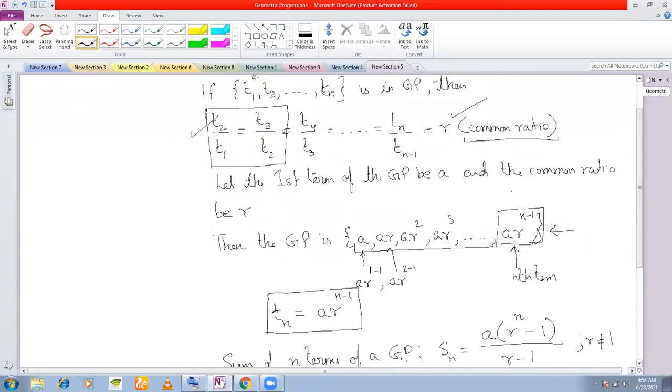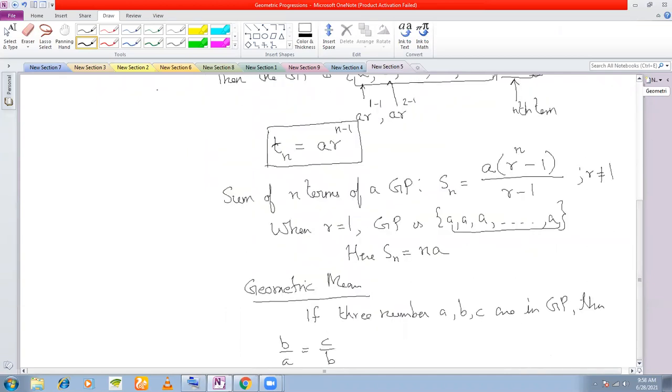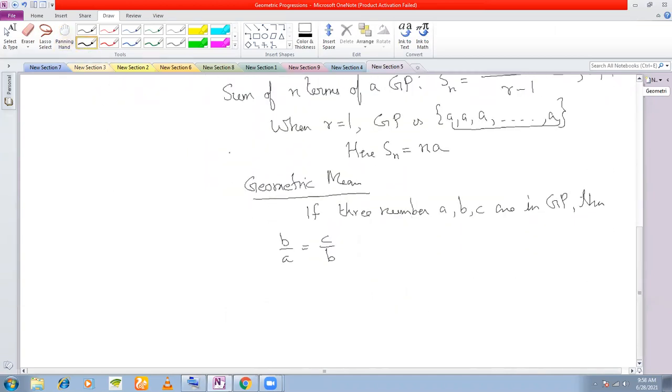T2 by T1 is equal to T3 by T2. That means, what do we have from here? You must have B square is equal to AC. That means now B must be equal to, when we take the positive square root, not the negative square root. So we will not take the plus or minus sign. Positive square root only.